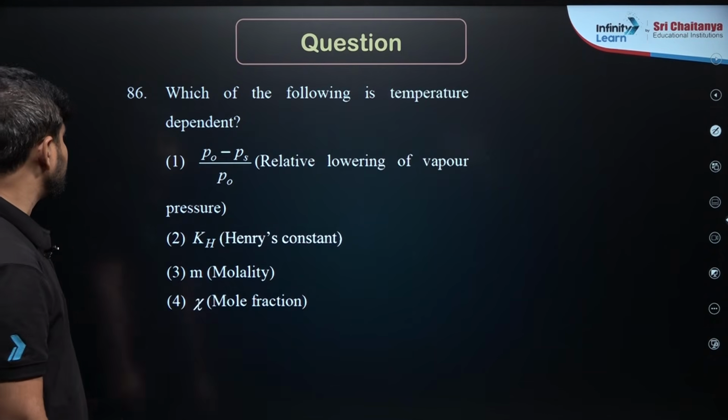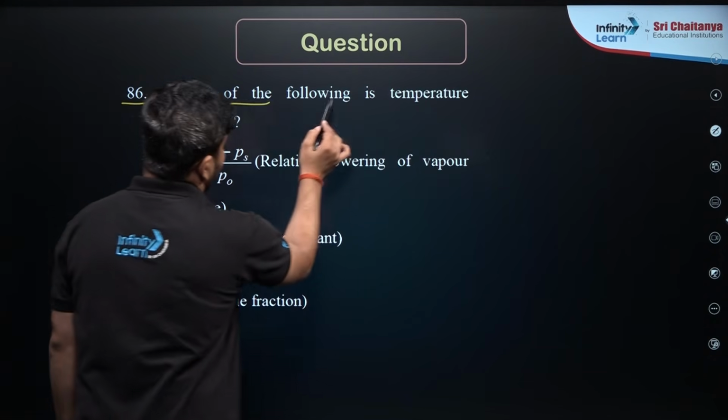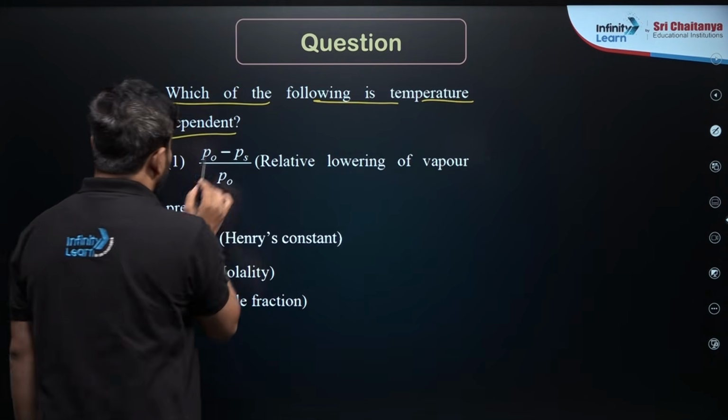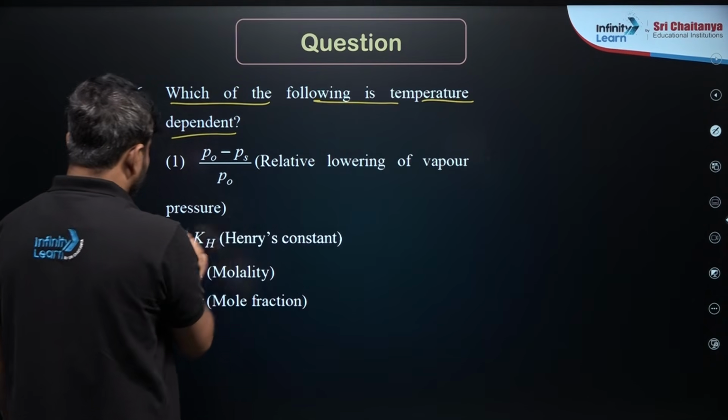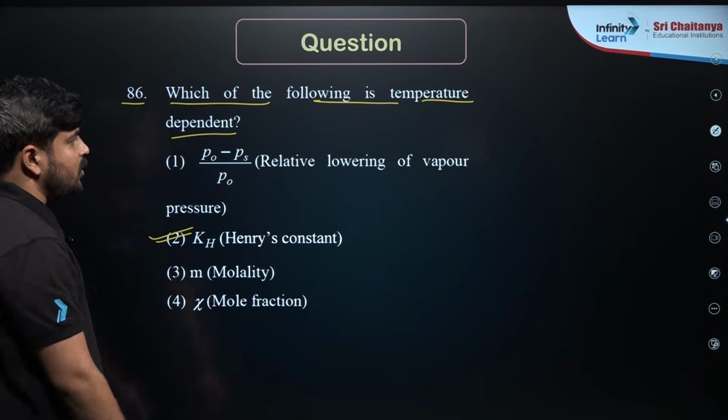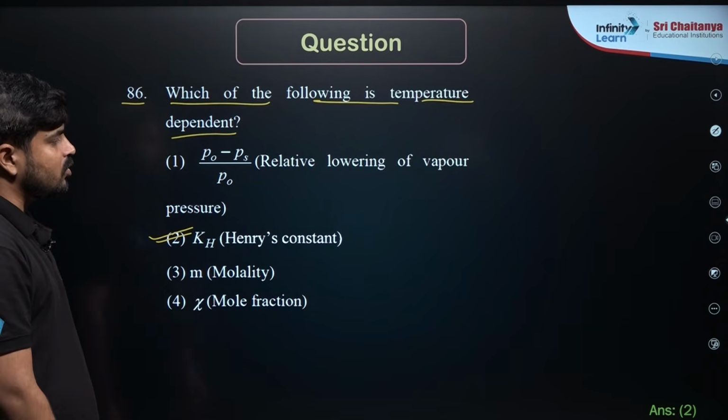Now I am coming to the next question, 86. Which of the following is a temperature dependent factor? So this is basically Henry constant, the temperature dependent factor. So the second is the correct answer of this question.